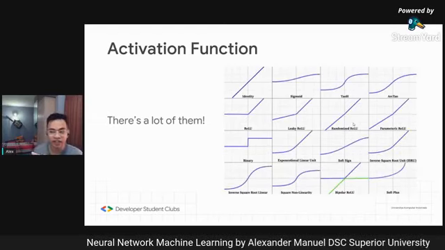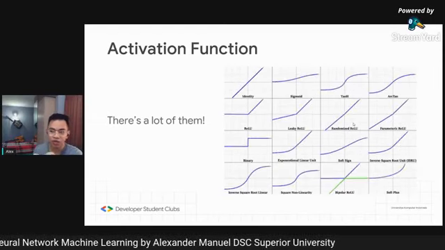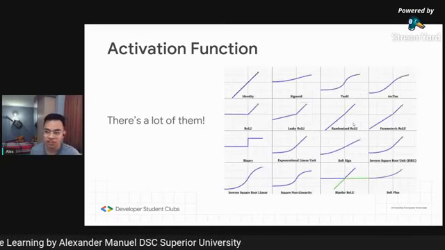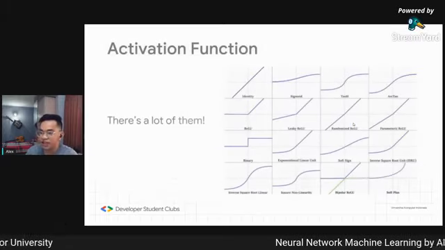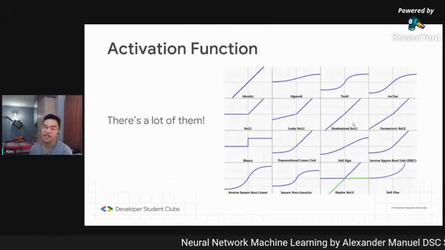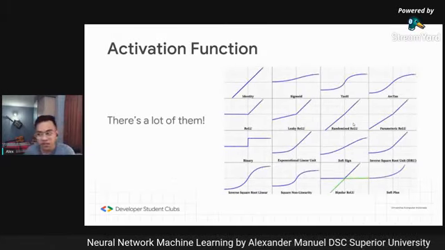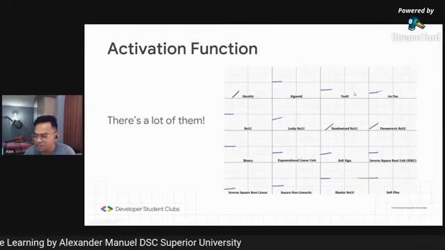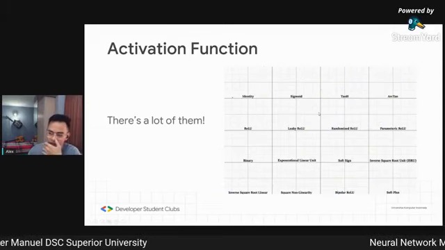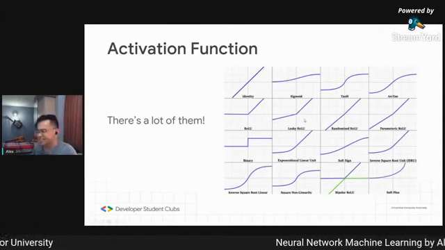And in that layer, there is one activation function. Every layer has one activation function, and there are actually a lot of types of activation functions. Personally, I only use sigmoid, tanh, ReLU, and leaky ReLU. So what is that activation function?